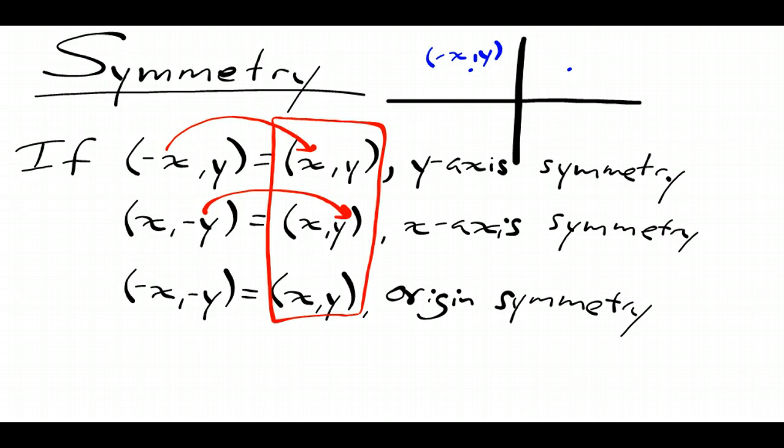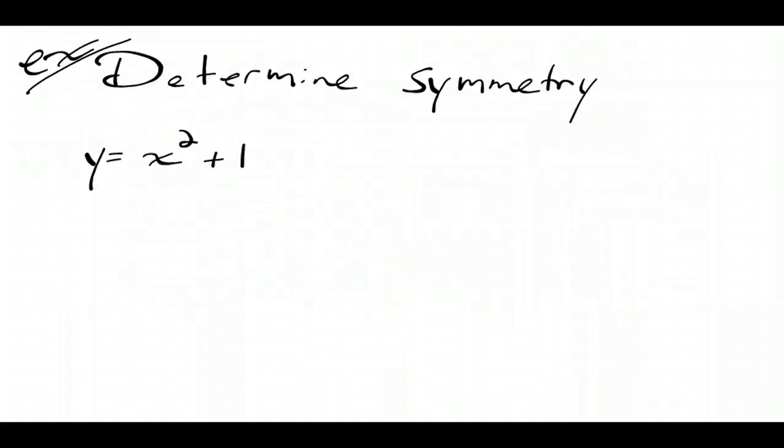Negative x, y, just like x, y. They would both be on our graph. So this is a graph like y squared or something like that. But basically we're just going to test these different symmetries and see which one works out for each given situation.